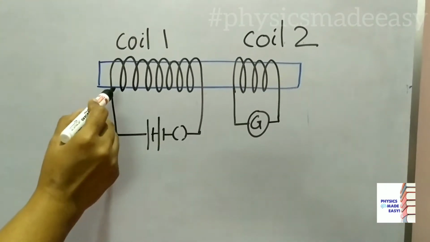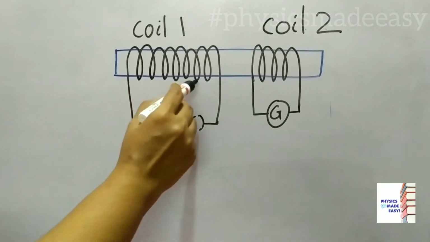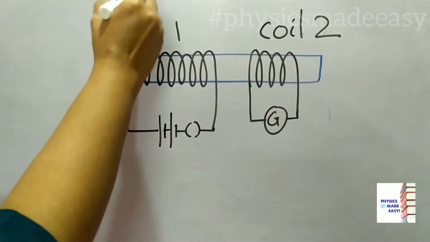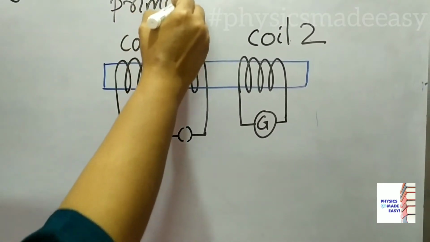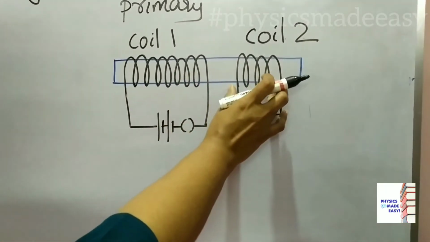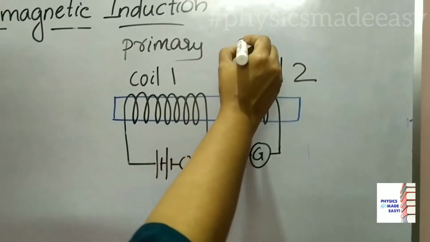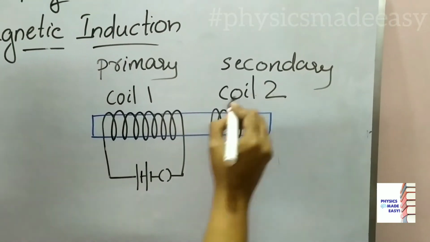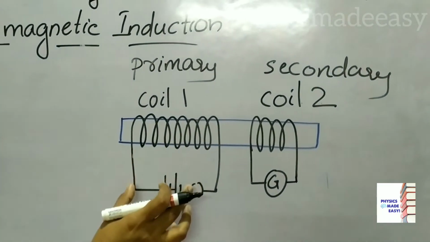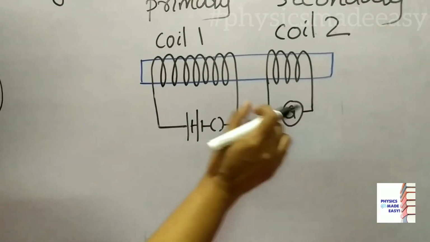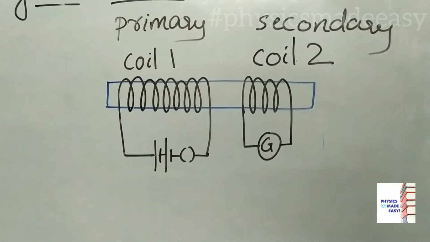Here the coil which has more number of turns is represented as coil 1. We can call this coil the primary coil. Comparing to this, you can see fewer turns in coil 2, and we can call this the secondary coil. In this, children, you can see the first coil is connected to a battery and a key, and the second coil is connected to a galvanometer.